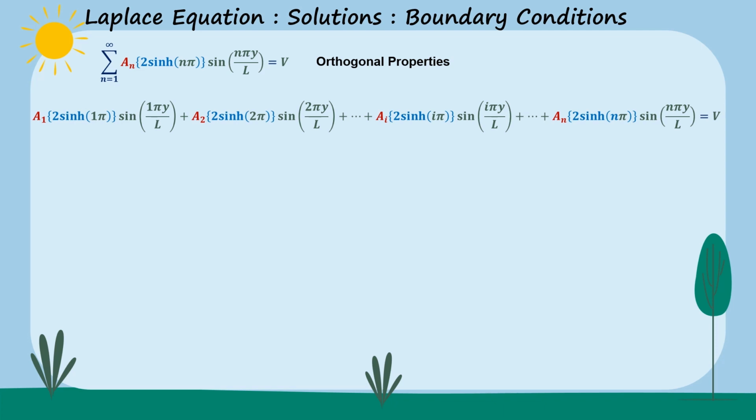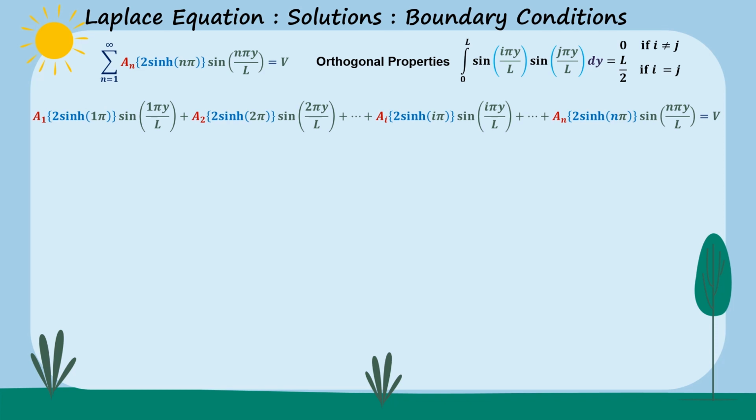So now let's see, we write down the summation of n equal to 1 to infinity, from a1 to a_n, and each term is written down. Now notice the orthogonal property. It says that the integration from 0 to L of sin(i pi y by L) times sin(j pi y by L), divided by L, will be 0 if i is not equal to j, and if it is equal, then it is L by 2.